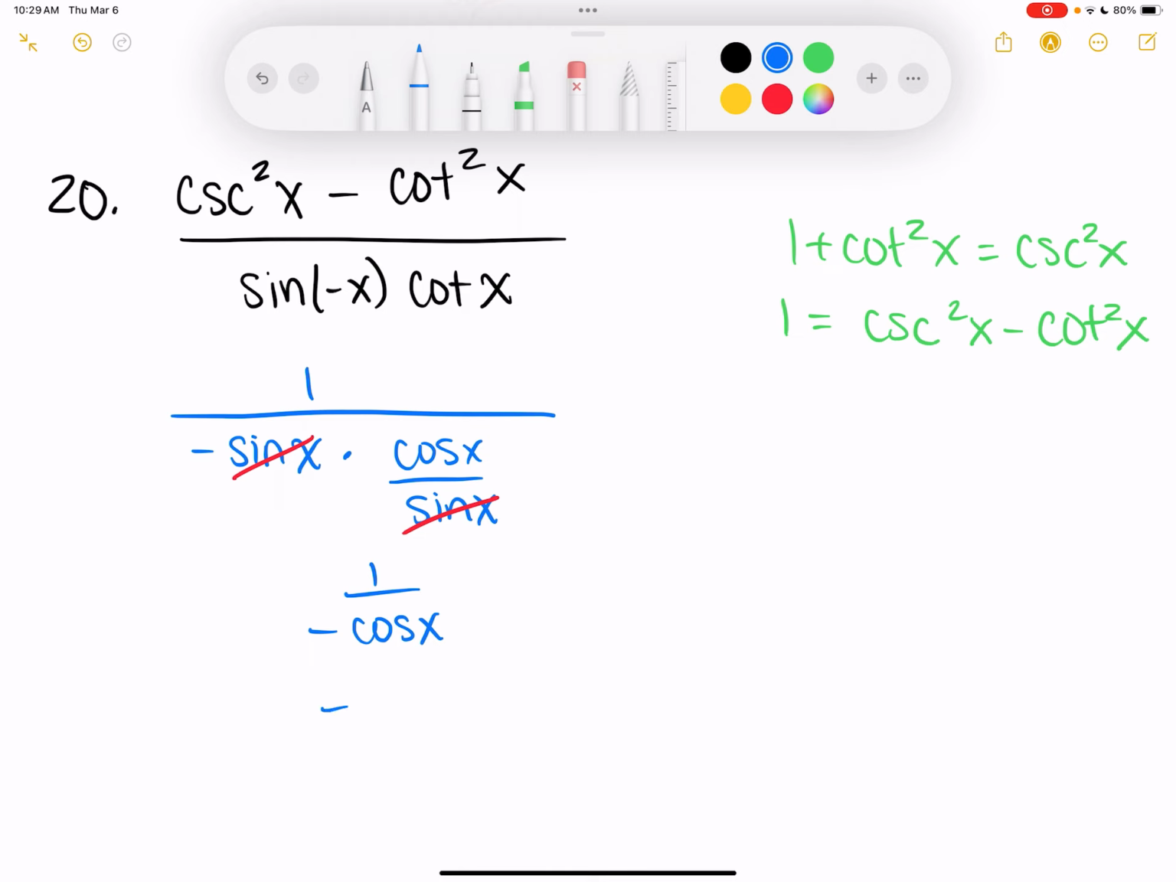Why can't we leave it in the bottom? Because it's not done. We want it as simple as possible when simplifying these problems.